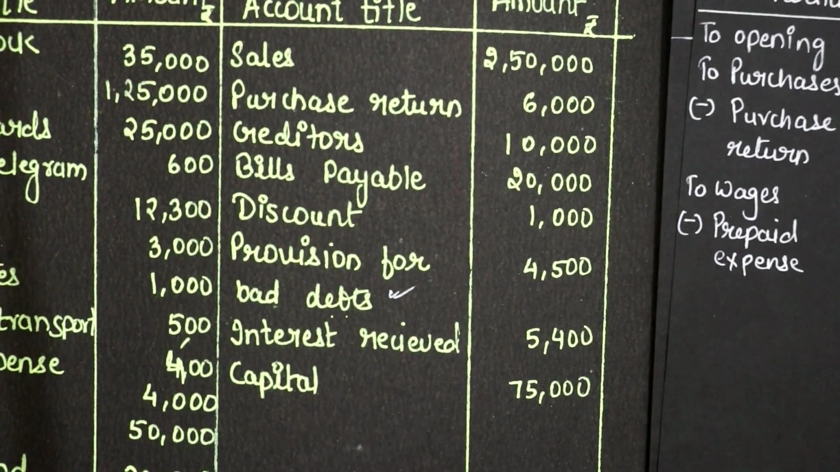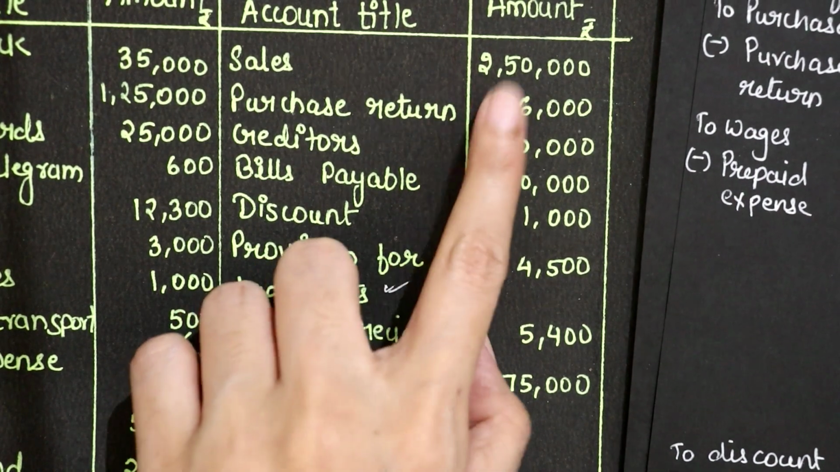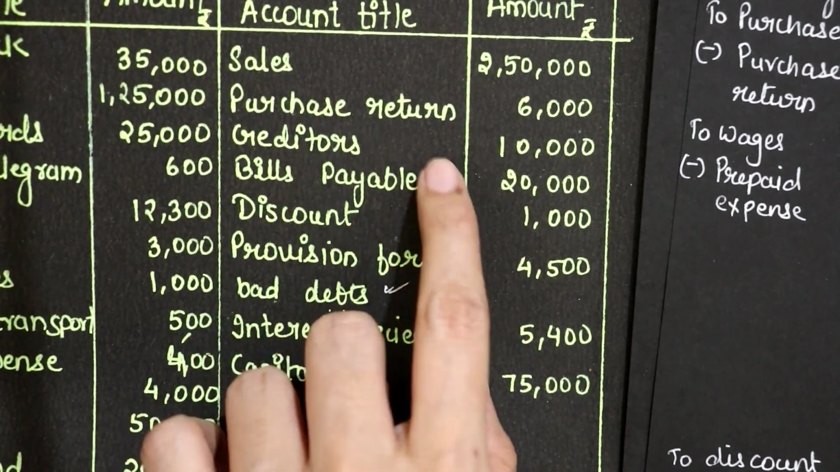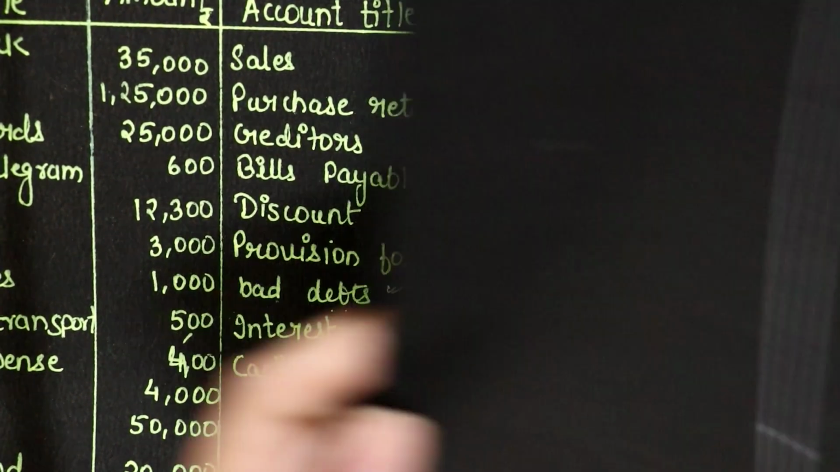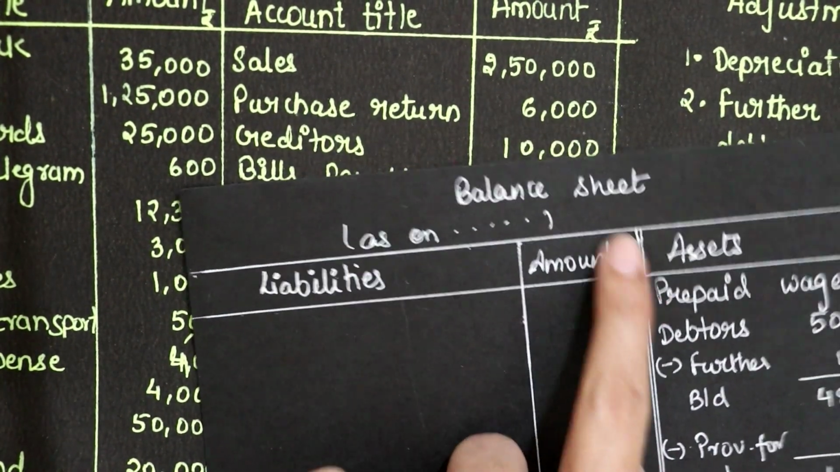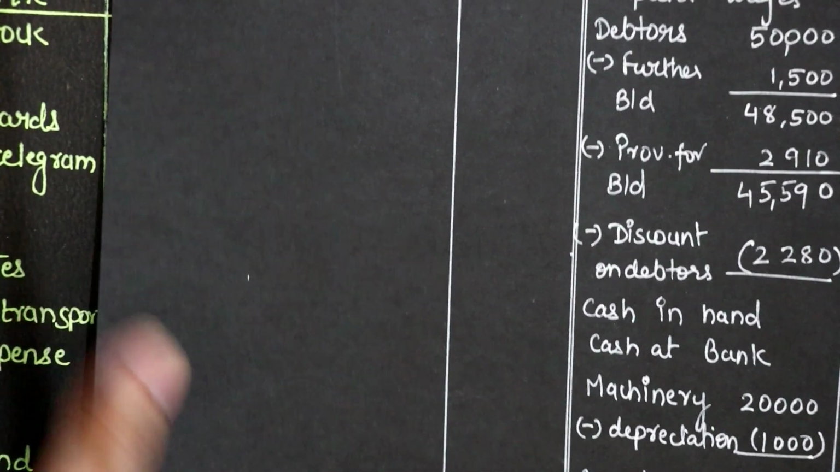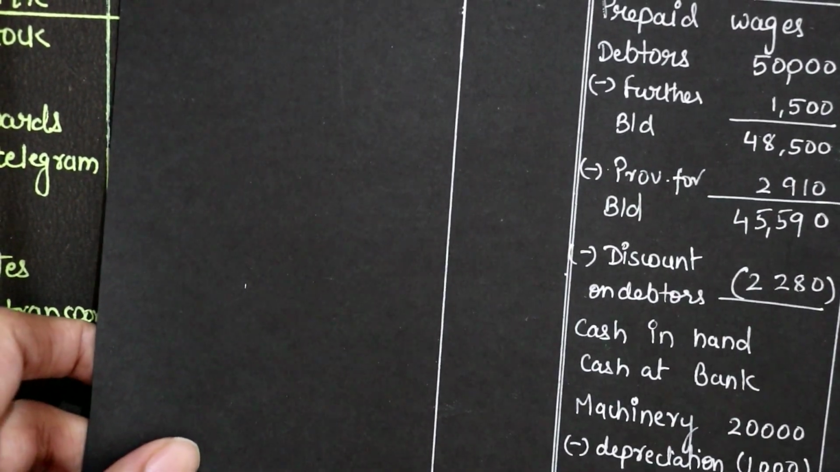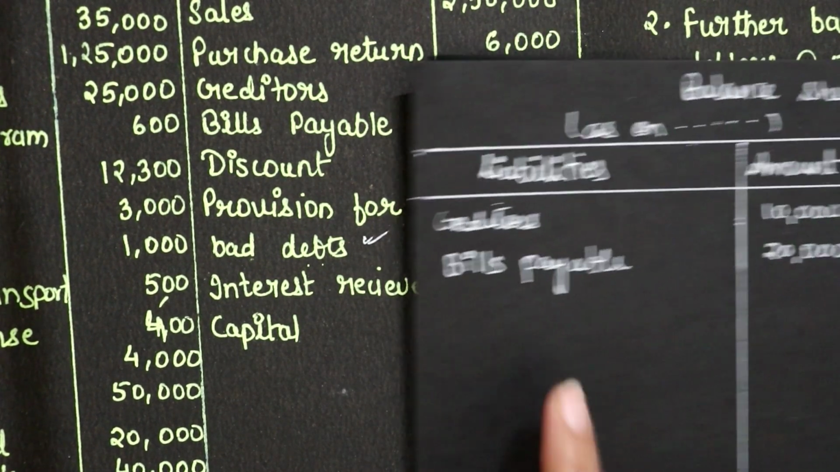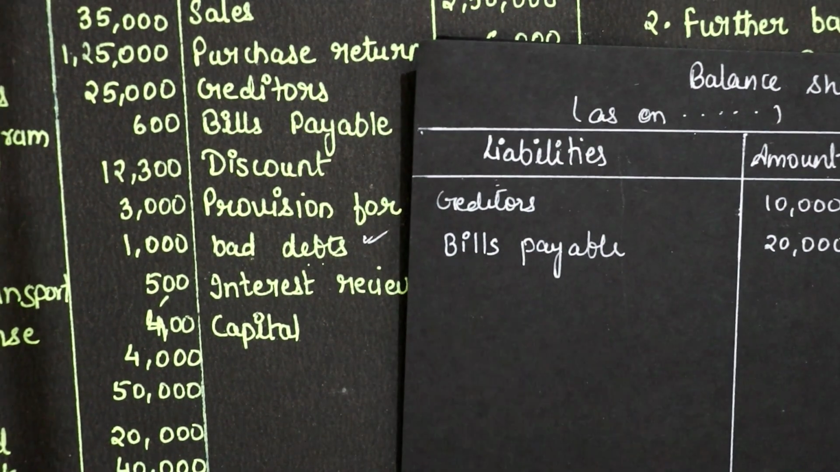Now coming to the credit side of trial balance, the first item is sales. Sales we have already recorded. Purchase return we have already recorded. Creditors. Creditors is a liability that needs to be shown on the balance sheet liabilities side. This is the balance sheet. We are done with the assets. Now we will post the entries on the liability side of the balance sheet. So creditors have been recorded on the liabilities side of balance sheet. Bills payable have been recorded on the liabilities side.